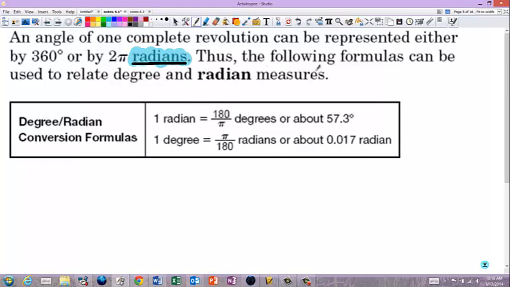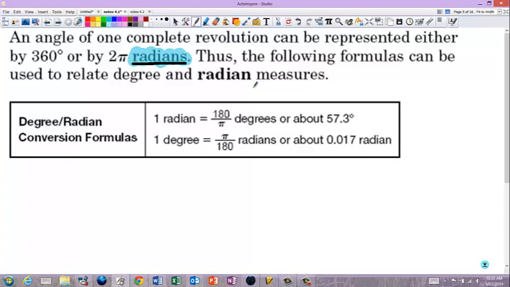Thus the following formulas can be used to relate degree and radian measure. Now, radians, everything in calculus is in radians. We do not use degrees at all. So we're going to start out converting degrees to radians, but after that, every answer should be in radians. We will not use degrees.